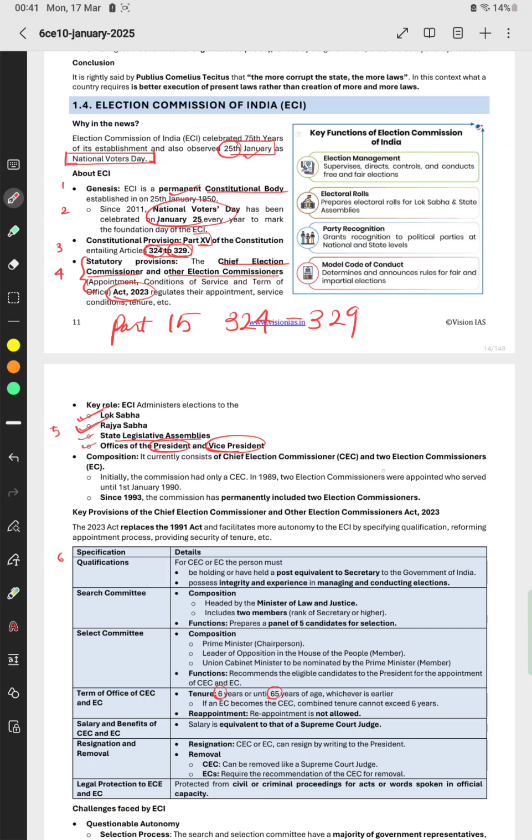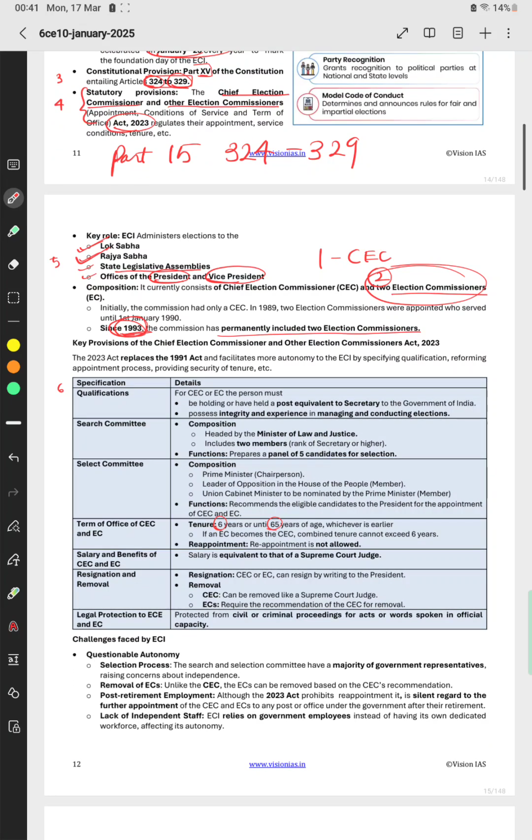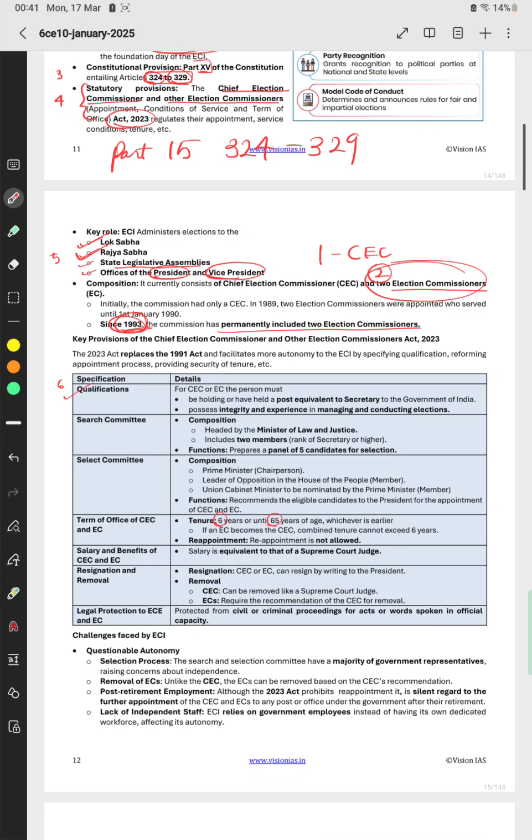Coming to the composition, one CEC, Chief Election Commissioner, and two election commissioners. Since 1993 the two election commissioners have been permanently included. Coming to the qualification, the CEC or EC must have integrity and experience in the management of conducting elections. They should hold a post equivalent to the secretary.